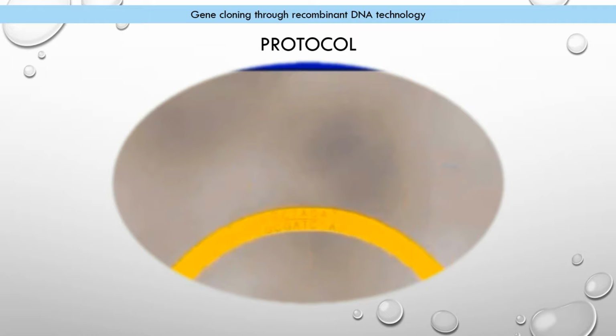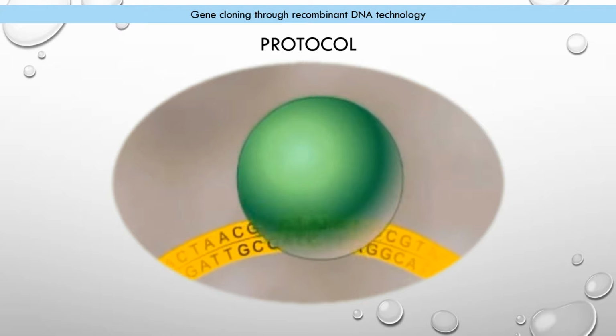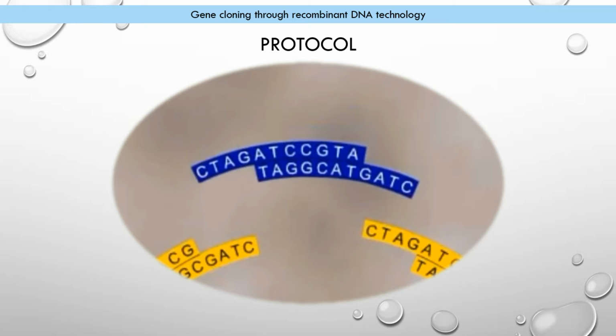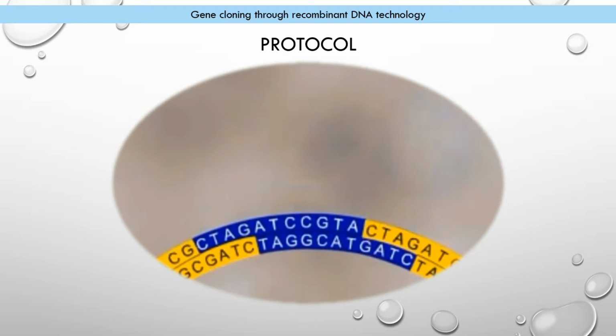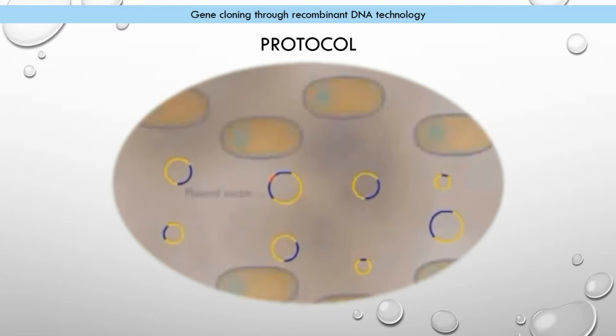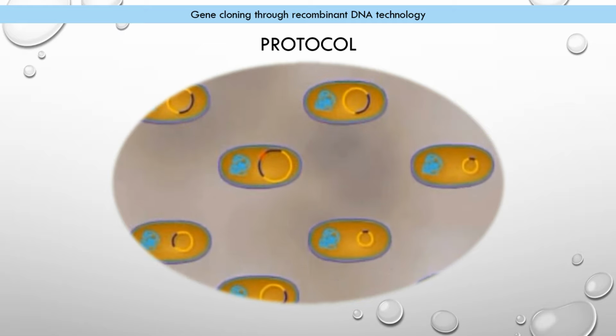The same restriction enzyme is used to cut open the vector. The gene of choice is inserted into the cut open vectors. Ligase enzymes synthesize the terminal phosphodiester bonds, and the recombinant DNA molecules are inserted into the expression systems.